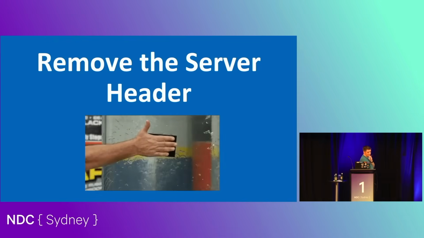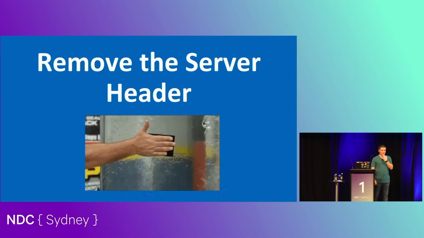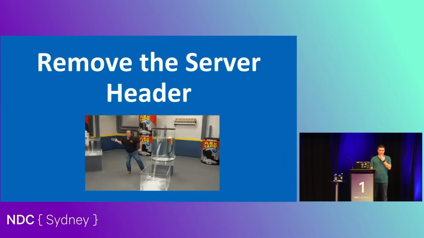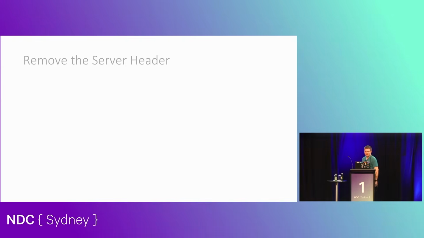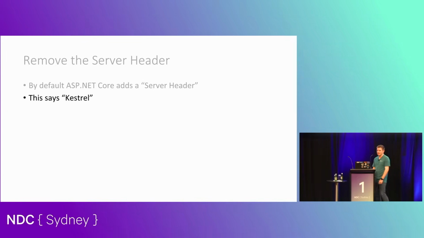All right, this is a pretty quick one. How many people know what the server header is in ASP.NET Core? Handful, maybe like 10 or so. So by default, ASP.NET Core will add a server header to your application. And this will just say Kestrel straight up. Does anybody know why they do this? Why do they add this server header that just says Kestrel?